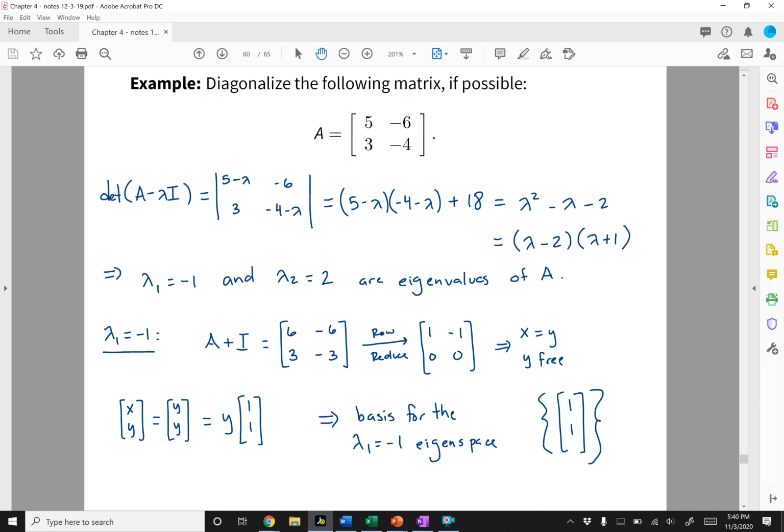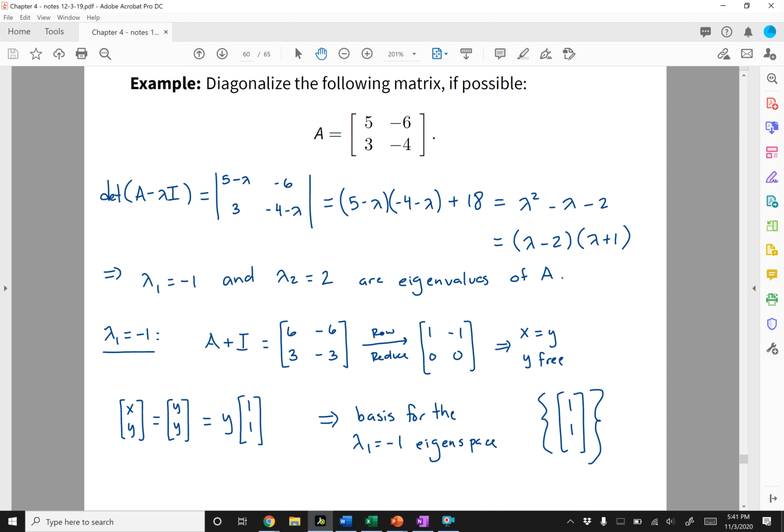We're going to start by finding the eigenvalues and eigenvectors. So we know how to do that now. Subtract lambda, find the characteristic polynomial, factor down, solve for lambda 1 and lambda 2. We've got them, minus 1 and 2.